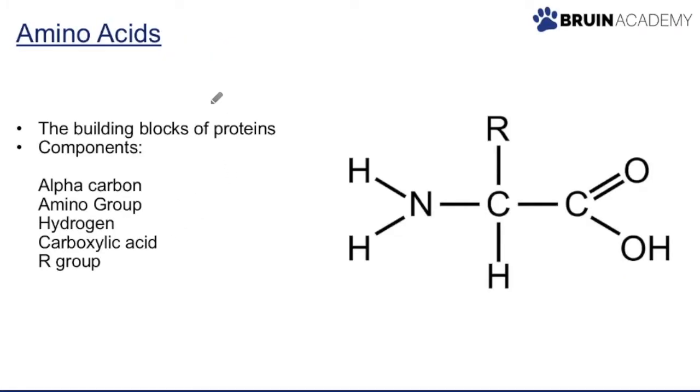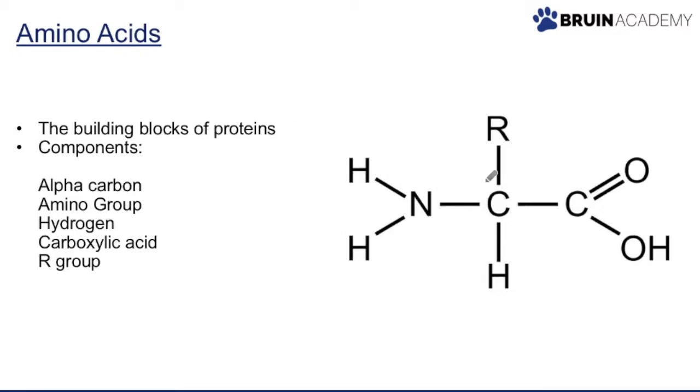So we're going to start by going over amino acids, which is the building block of a protein. These are the smallest units of proteins, and they're composed of alpha carbons, amino groups, hydrogens, carboxylic acids, and an R group, which can vary between amino acids. So here I have a generic structure of an amino acid, and we're going to go through and quickly identify which components are being referred to here.